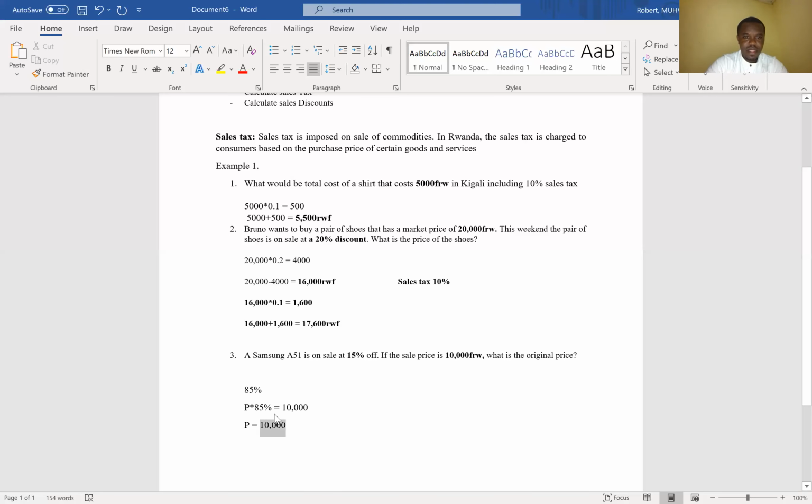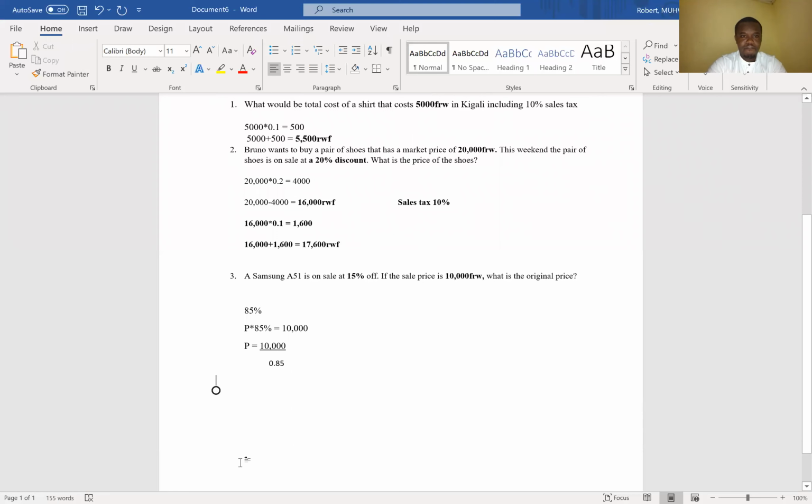divided by 85%, that is 0.85. Okay, so this means the original price should be equal to what? What is the answer? If you have a calculator, let's use a calculator and see. It should be equal to, if we use a calculator here, yes, it should be 11,600.